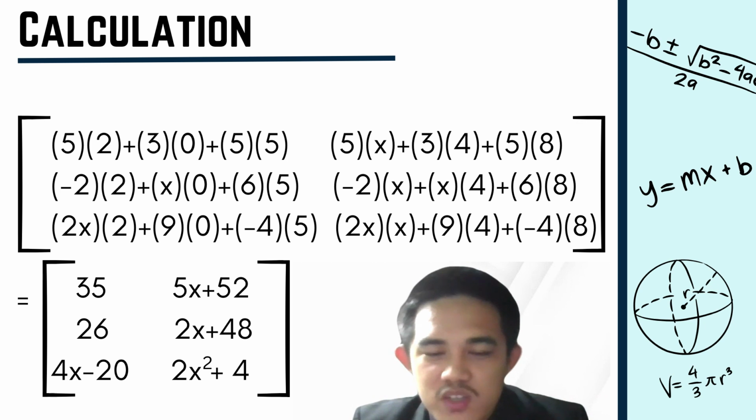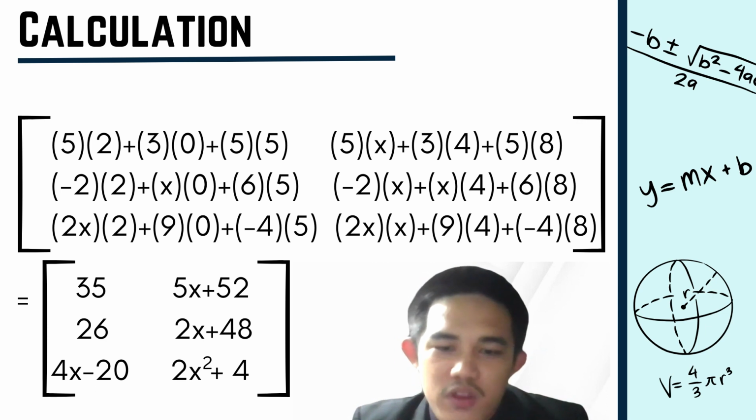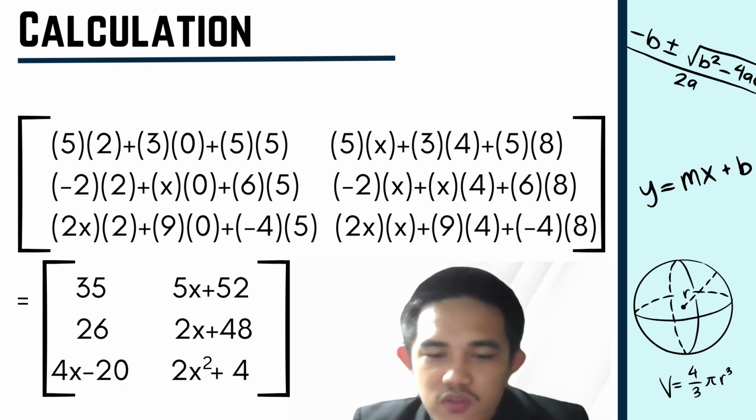Finally, after you have finished with all the calculations, you will have a 3 by 2 matrix with the entry of 35 for the first entry, 5x plus 52 for the second entry, for the third entry, 26, fourth entry, 2x plus 48, fifth entry, 4x minus 20, and the last entry is 2x squared plus 4. So what we can conclude here is that matrix multiplication, even with variables, can still be defined and calculated just like normal numbers.